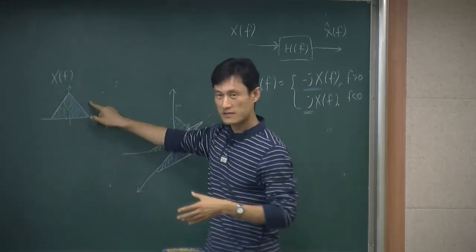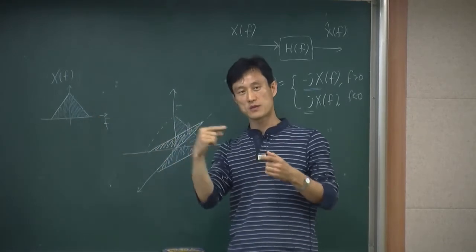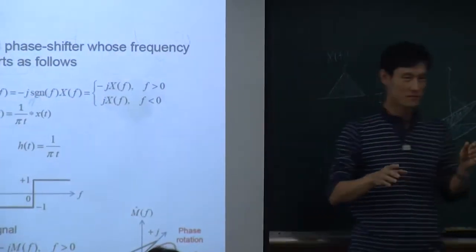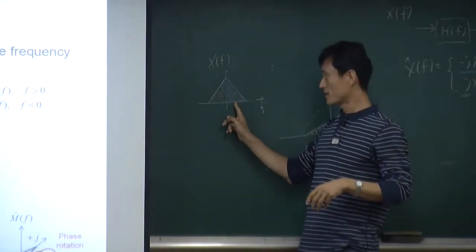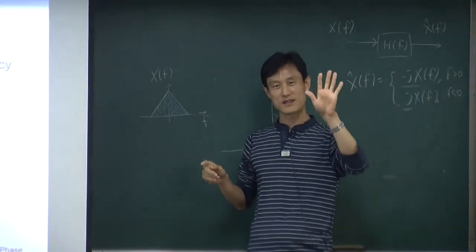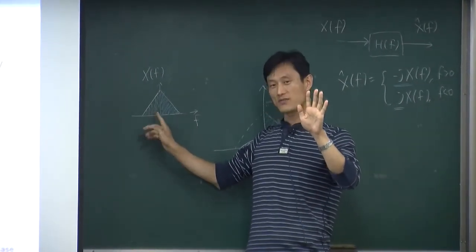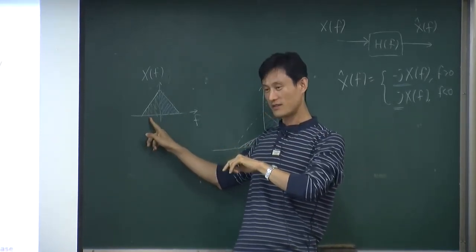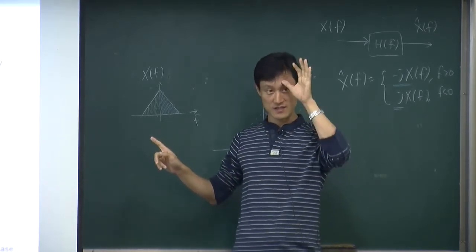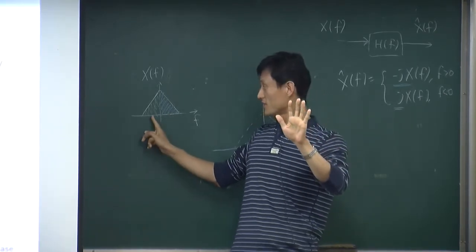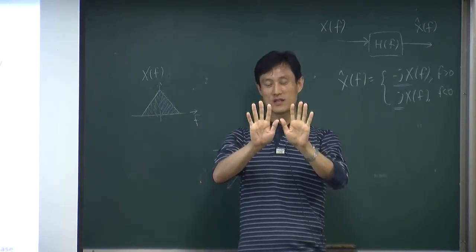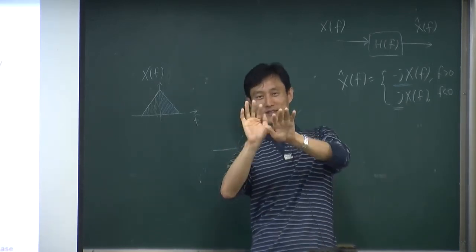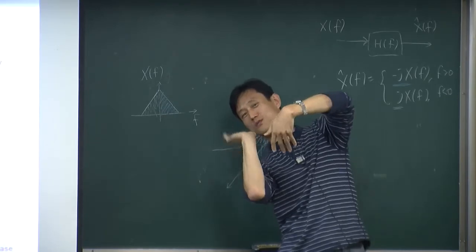The original picture looks like this, but after you put it into the Hilbert transform, the output looks like this. Let me do it this way. The left one, the positive frequency, the blue one, is this hand, and the negative frequency, the white part, is this hand. When I take the Hilbert transform, what happens? It's like this. Okay? The phase rotation is going this way.